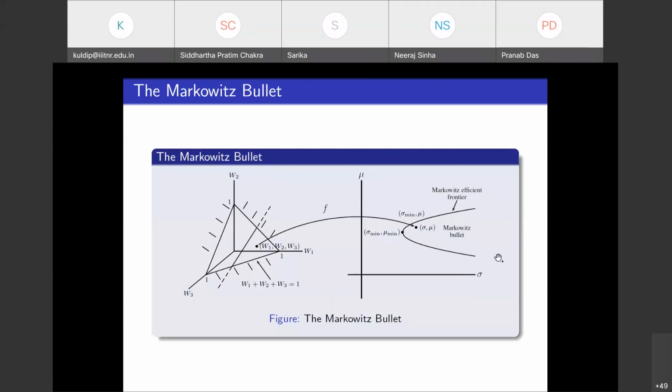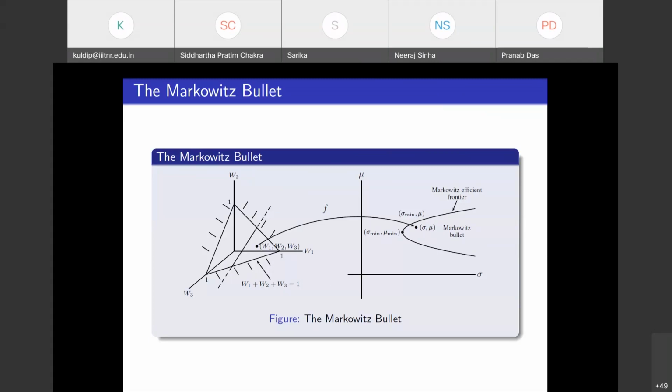So you can prove that it is going to be a curve like this. Now, since this curve looks like a bullet, this curve, which includes all this curve and everything to the right hand side, is the complete list of combinations of mu, sigma corresponding to the complete collection of W1, W2, W3. This looks like a bullet, which is why it is called a Markowitz bullet, and it's called a Markowitz bullet because Markowitz is the one who derived this.